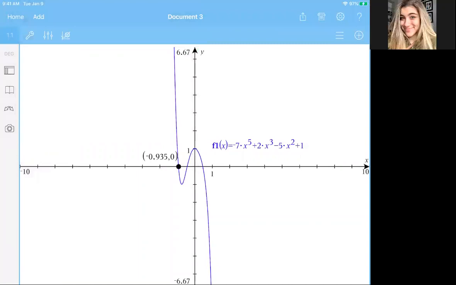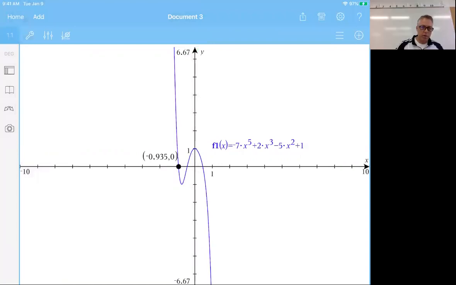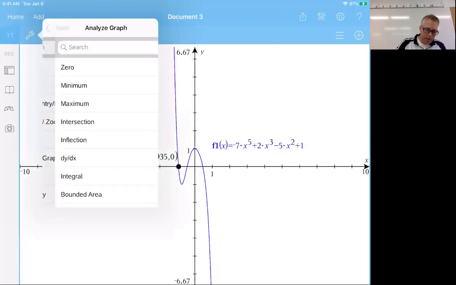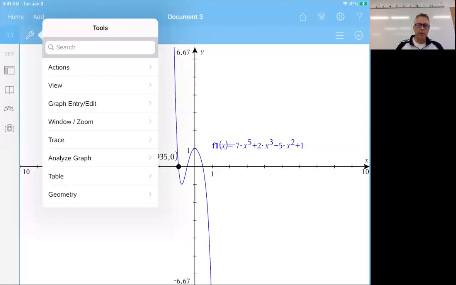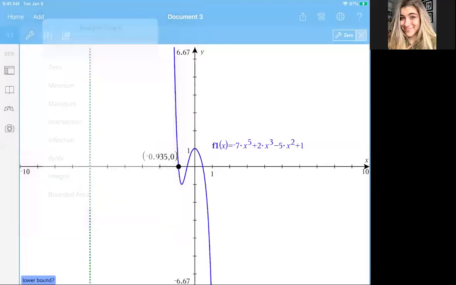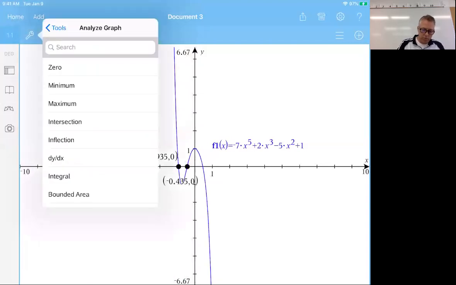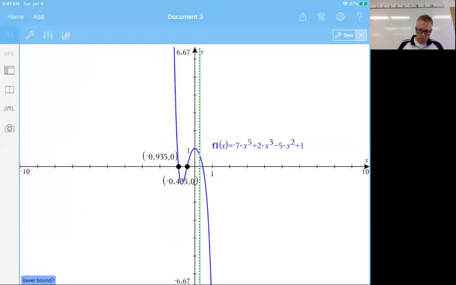I'll do it again because I'm going to find the next 0. In the upper left corner, you hit the toolbar, and then I'm going to back up here so I have the regular list. I'm going to go to Analyze Graph, and I'm going to find the 0. Then I have to go to the left of it and let go and go to the right of it. And it gave me the next one. And this actually has 3 roots, so I'm going to find the 3rd root also. There we go. I could use my calculator to find those roots.